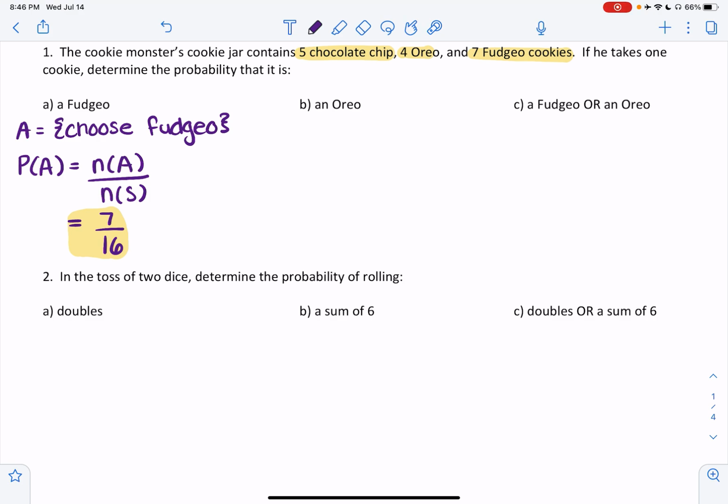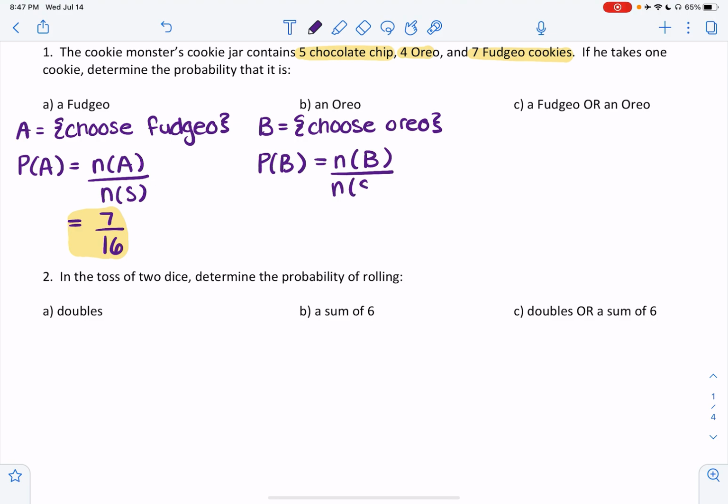Now let's find the probability of choosing an Oreo. So event B, choosing an Oreo. So we'll calculate it in a similar way. Our probability of event B is the number of ways B can happen divided by our total number of outcomes. So if I look at the question, there are 4 Oreo cookies out of the 16 total cookies, and this one we can reduce a bit to 1/4. So we always reduce it where we can.